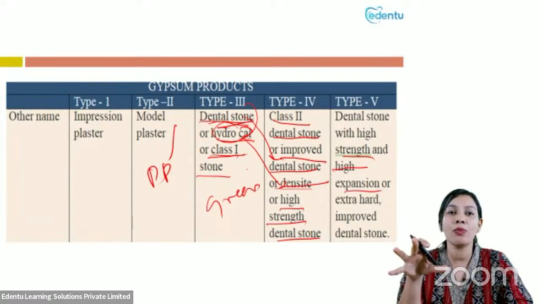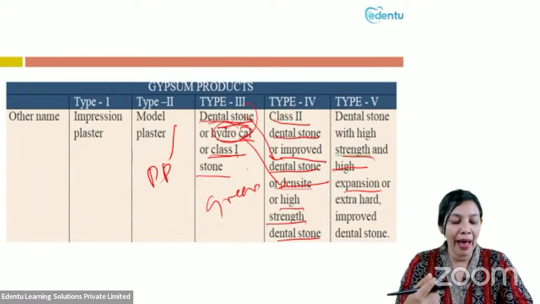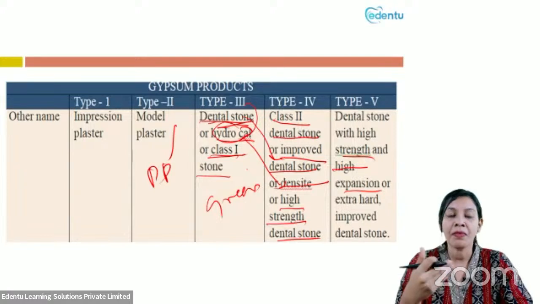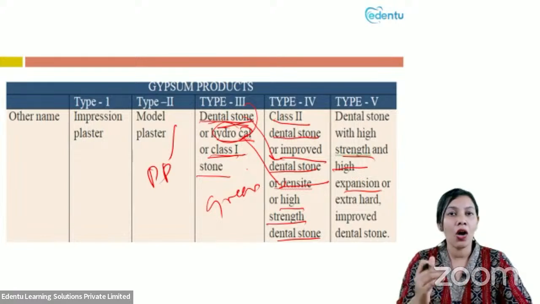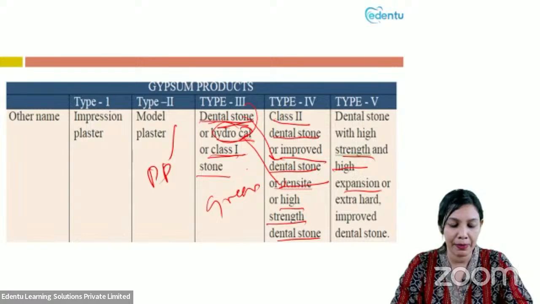So it is very easy to memorize. Type 1 to type 5. Type 1 is for taking the impression, so it is impression plaster. Type 2, which we use commonly, is plaster of Paris or the model plaster. Type 3 is called dental stone or hydrocal, and there start the classes, that is class 1 stone. Type 4 is the dental stone that has been modified, also high strength. The last one is high strength, high expansion type.